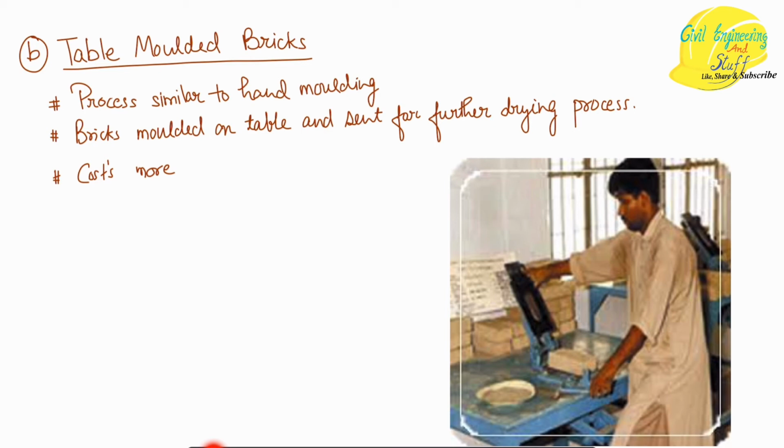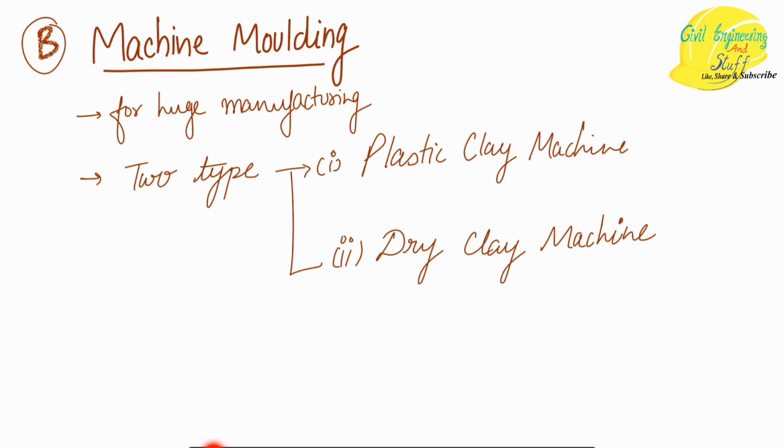Compared to the ground molded, a bit higher cost is there, because of course the equipment is involved here. Then for the machine molding, when the manufacturing is to be done on a larger scale, machine molding is required. Depending upon the type of machine that we are using, it can be categorized into two categories. The first is the plastic clay machine, and the second is the dry clay machine.